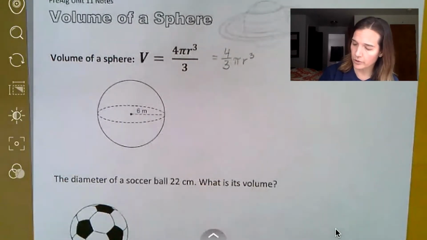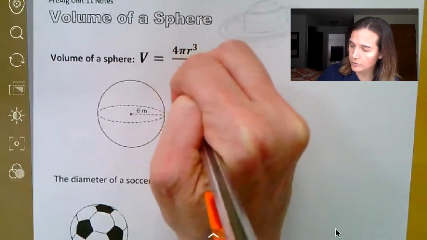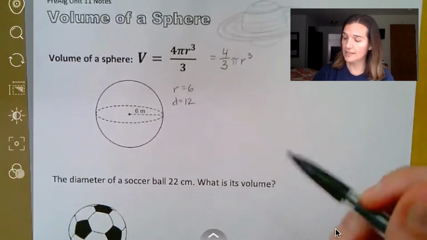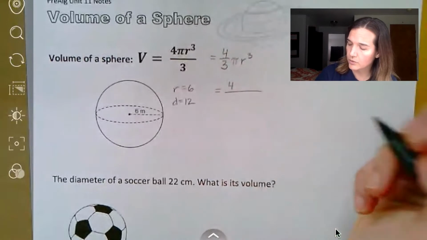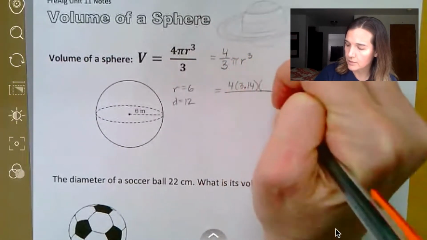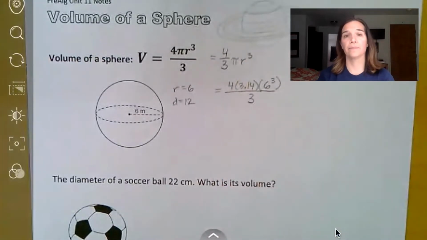We have this ball here. It has a radius of 6, diameter of 12. We don't have to worry about height on these things because, well, we already know the radius and the diameter. And we substitute those numbers in. So I've got 4 times 3.14 times 6 cubed, all divided by 3.